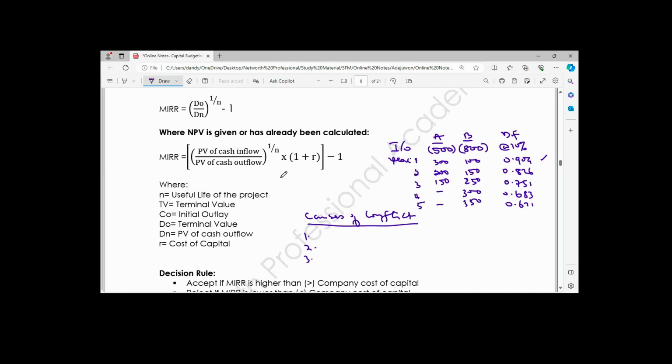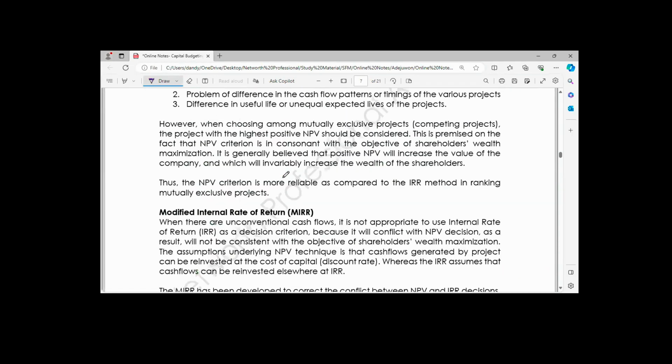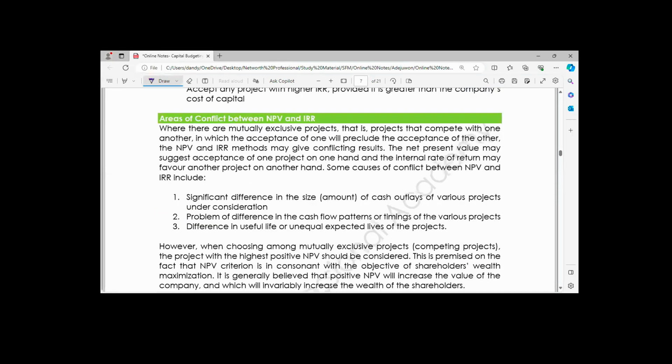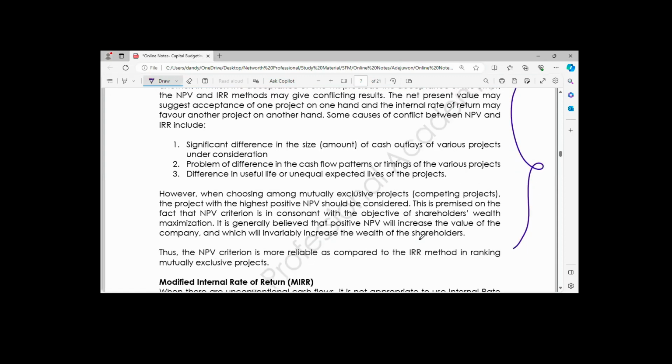So I think I have that above, so you can just go there. You go through all of this. What I just said to you are all written there. So go there and read them through. All right? Read them through.